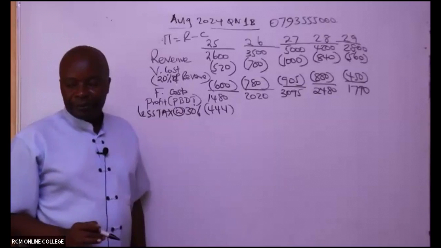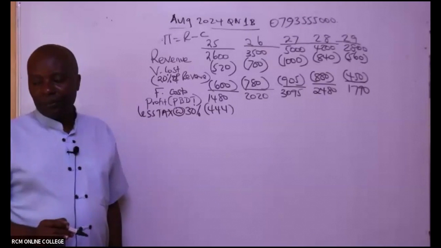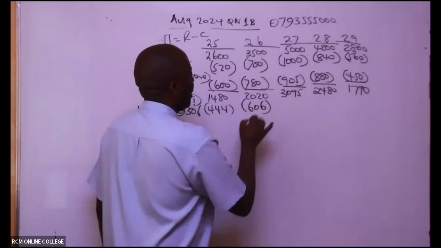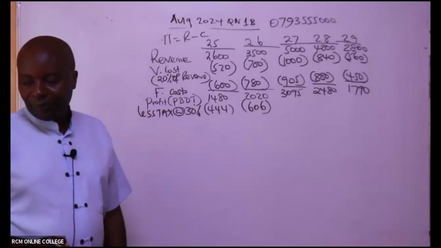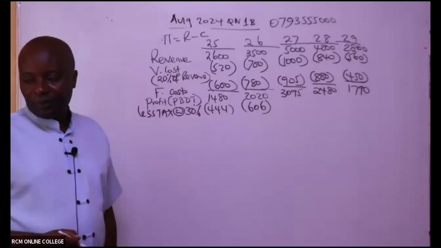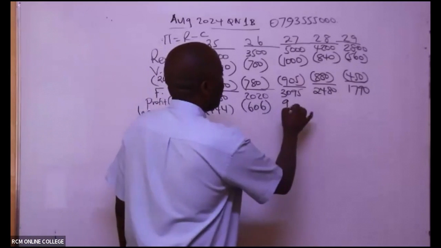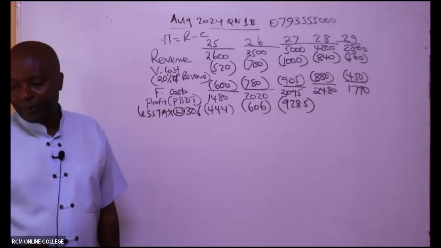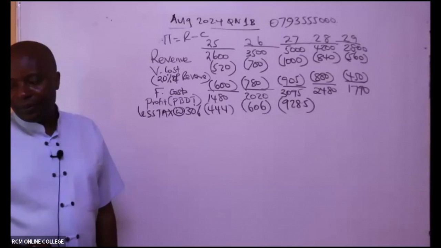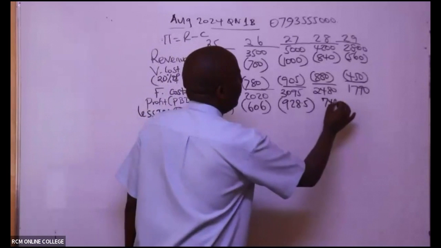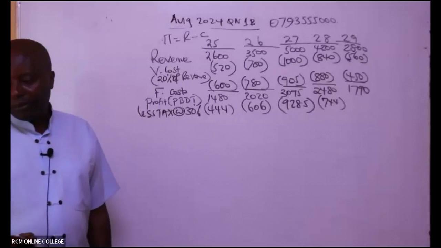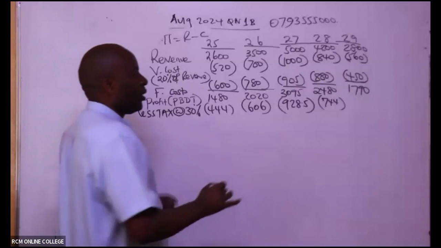30% of 2020, 606. 30% of 3095, 928.5. 30% of 2480, 744. Then we have 30% of 1790, 537. So are these figures correct?